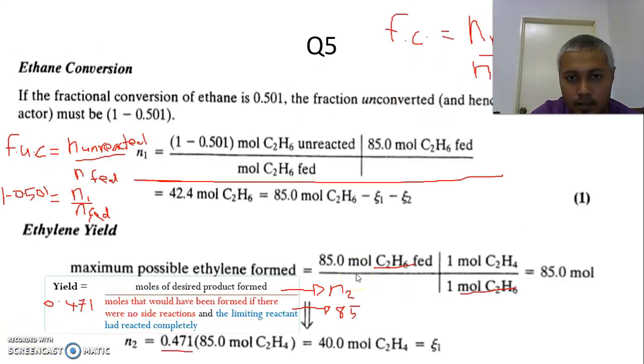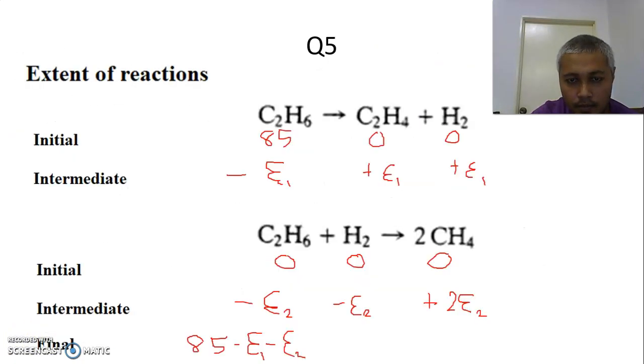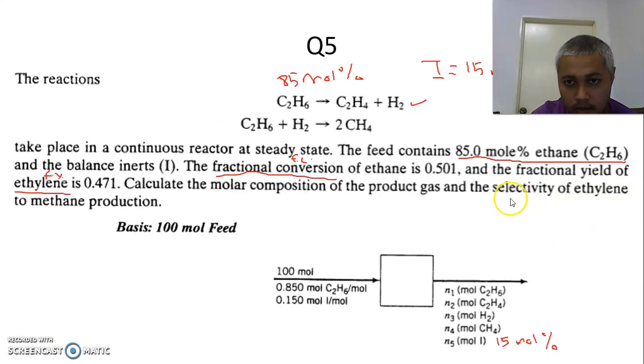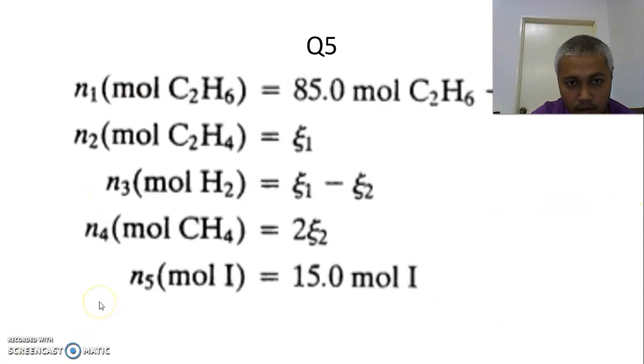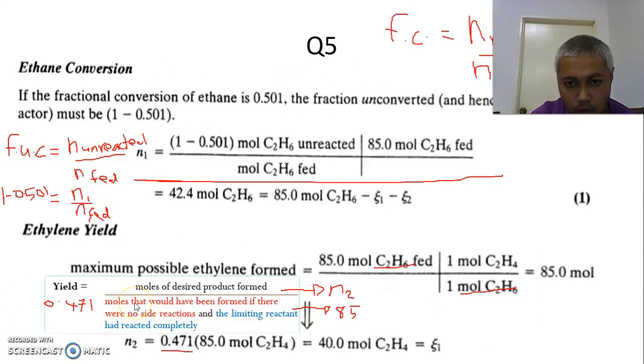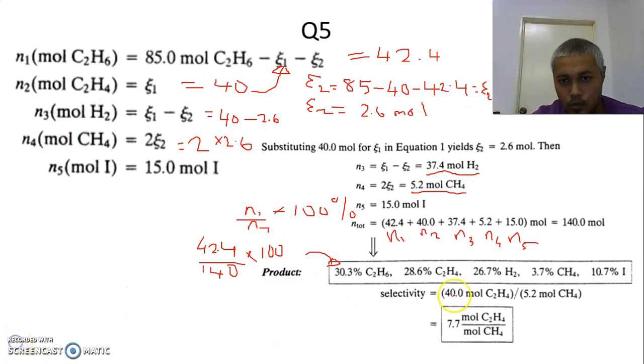Okay, last but not least, we need to find the selectivity of ethylene to methane production. So what we need to do is take the outflow rate of C2H4, or N2 here, over the outlet flow rate of methane, which is N4. That's why we get 7.7 mole C2H4 over mole CH4.